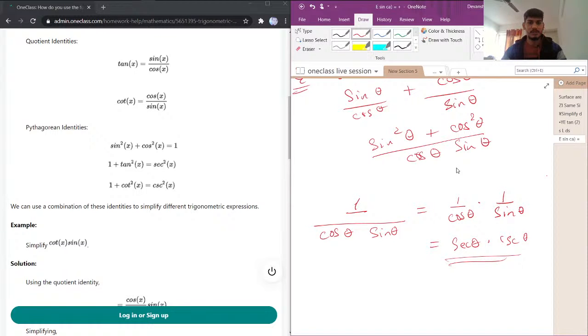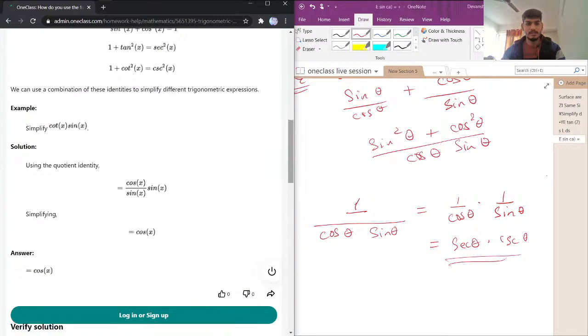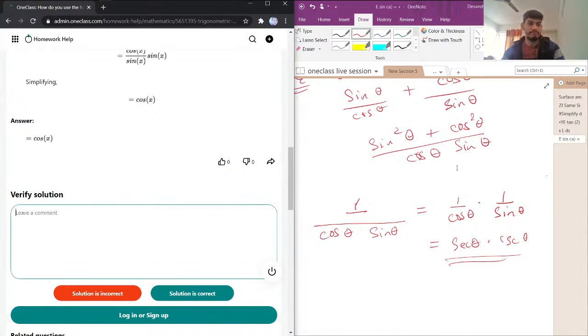So in this way we can use the basic trigonometric identities for simplification of trigonometric equations. So correct solution, good job.